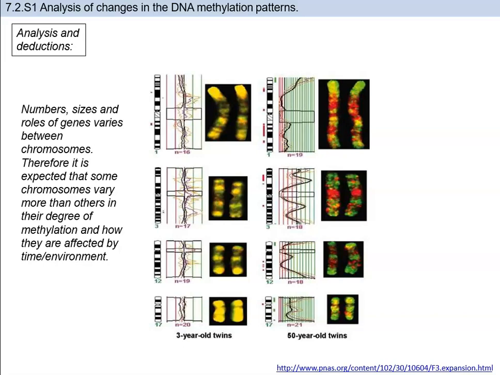Number, sizes, and roles of genes vary between chromosomes. Therefore, it is expected that some chromosomes vary more than others in their degree of methylation and how they are affected by time and environment. So it's not that every chromosome has the same amount of being affected by methylation.